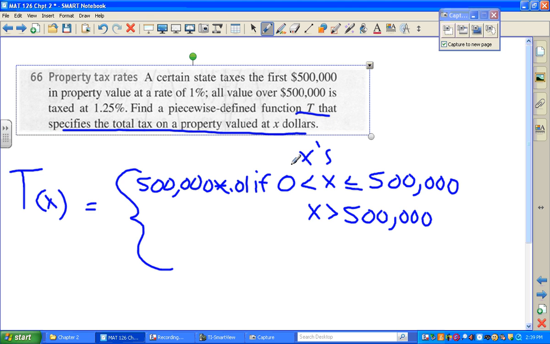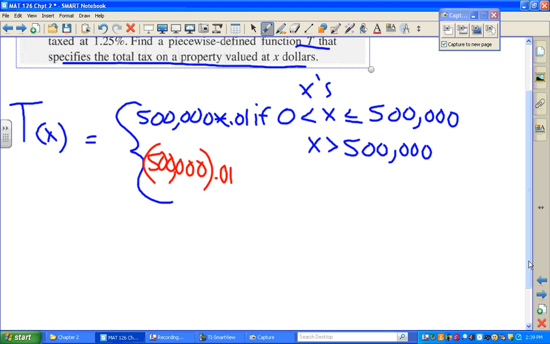So for the first $500,000, you're paying 1%. Right? And added to that would be the 100,000 at 1.25%. Added to that, oh, how do you write that?